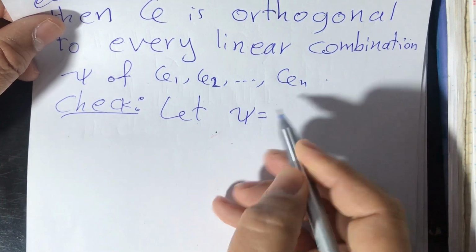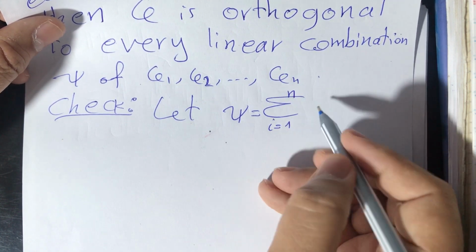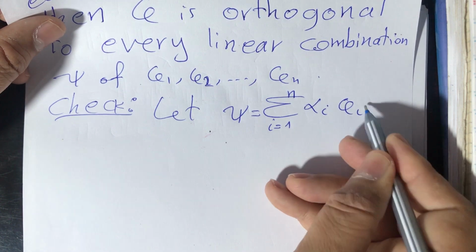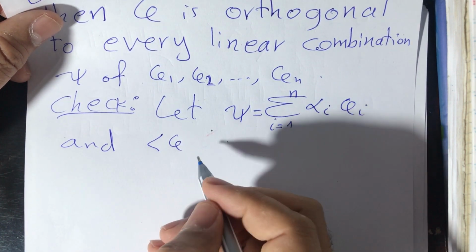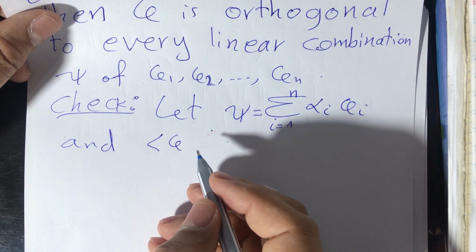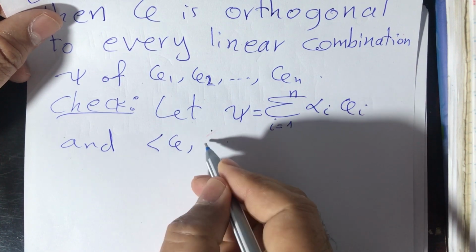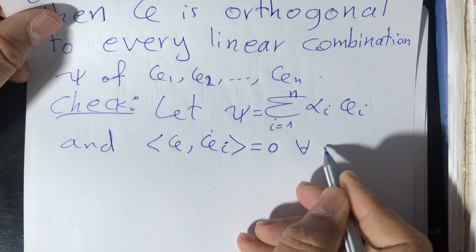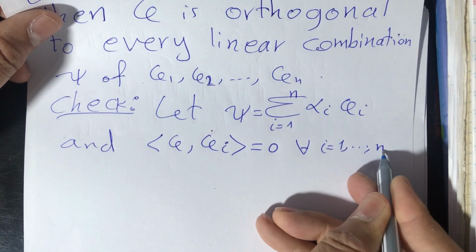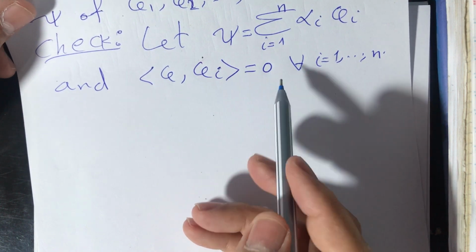Let psi be equal to a linear combination, summation i equal 1 to n alpha i phi i. This is a linear combination, and by definition, the inner product of phi with phi i is equal to 0 for all i equal 1 to n. That means phi is orthogonal with all phi i from 1 to n.